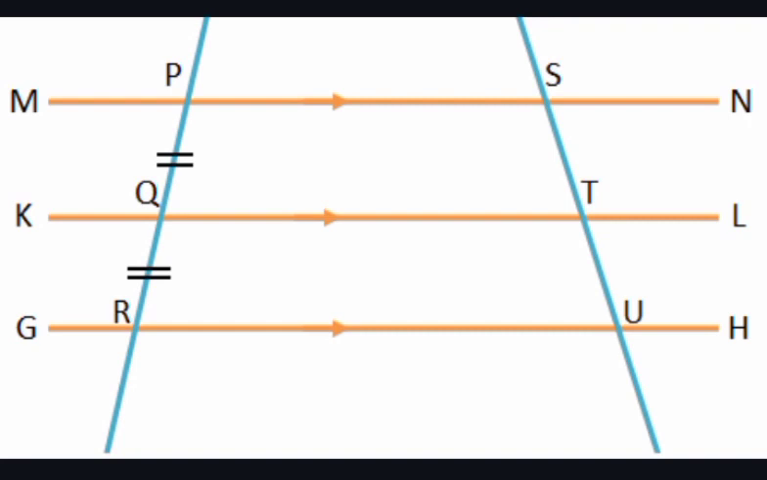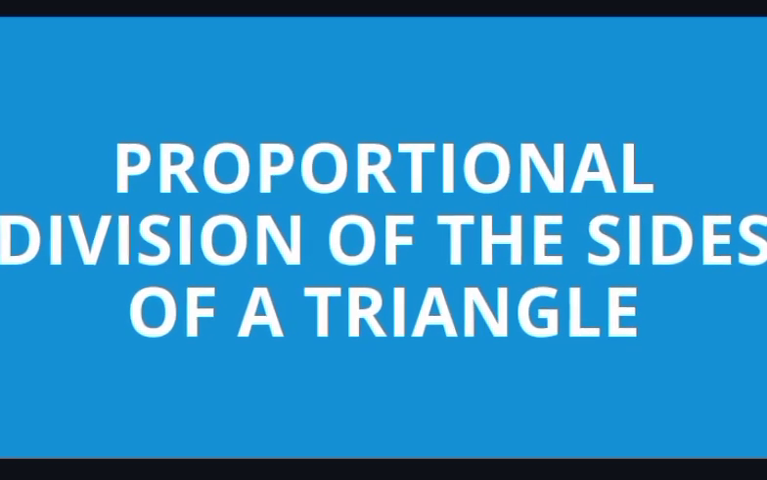Therefore, we are saying that if PQ is equal to QR, in as much as we are having the same set of parallel lines, therefore ST will also be equal to TU. So that is what the equal intercept theorem states.